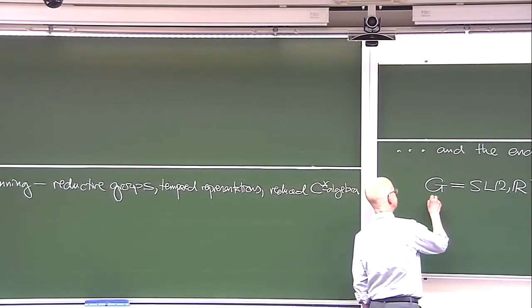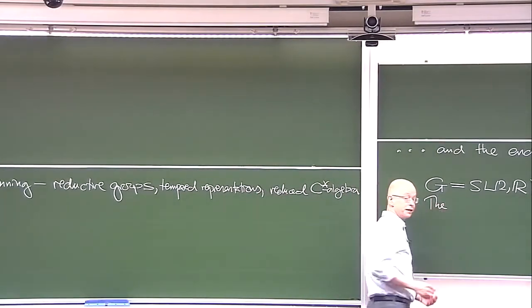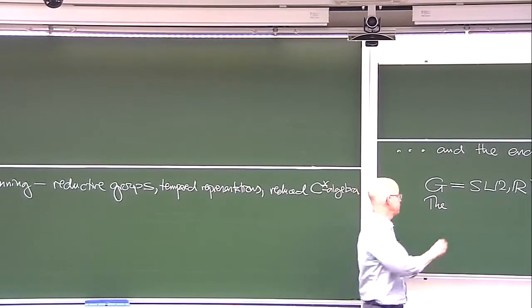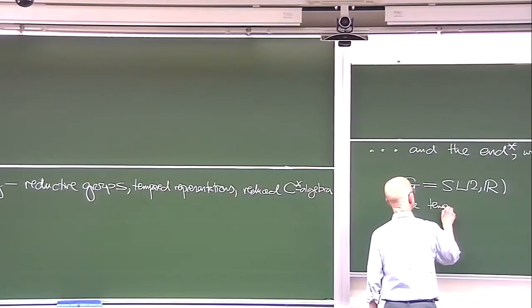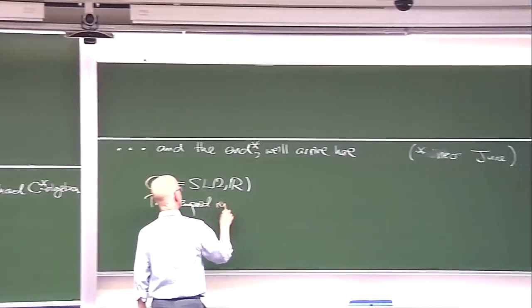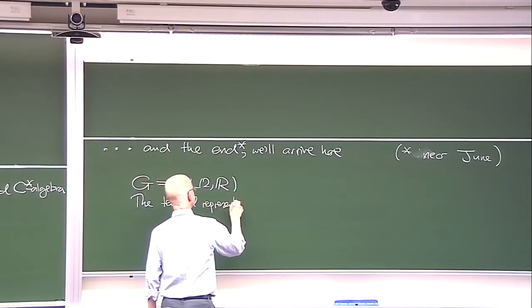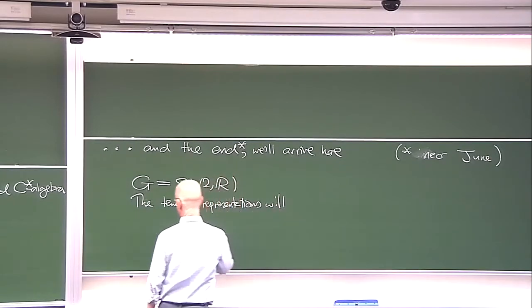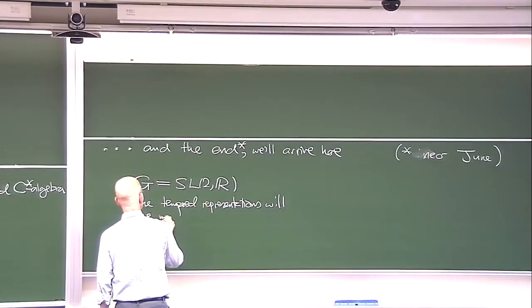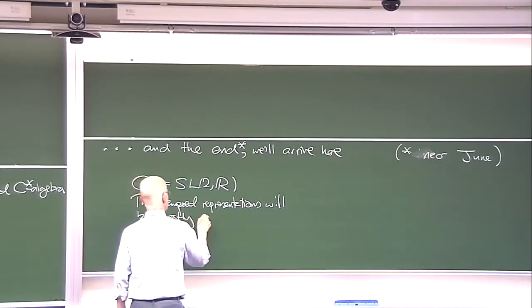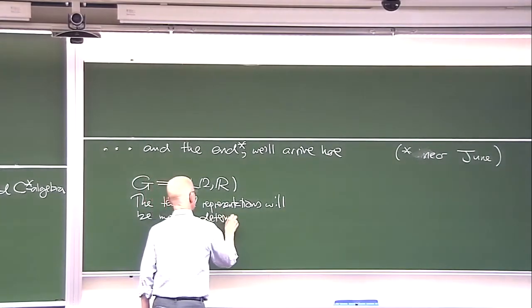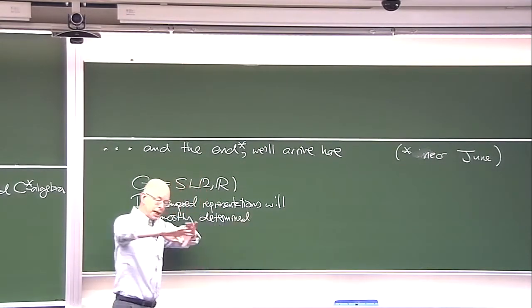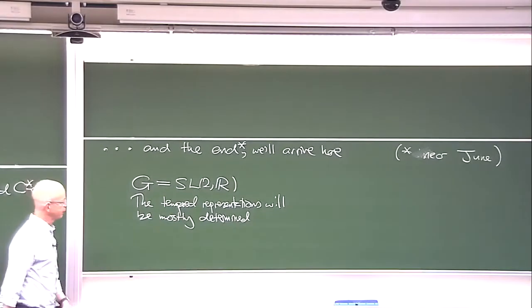And the final conclusion is going to be this statement. Tempered representations, whatever they are, will be mostly determined. The theory will acquire its shape from the following geometry.